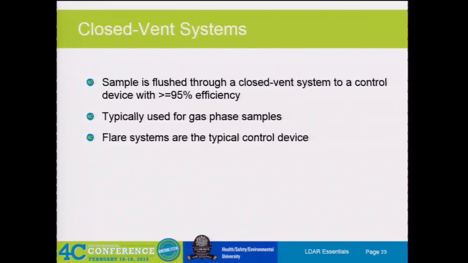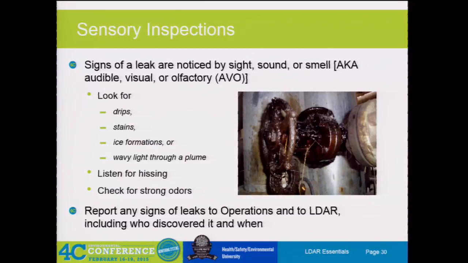It's typically used for the gas phase samples. So you're going to route everything back. Or if you have a pump that's routed to your CVS system, there's a couple of exemptions in there, depending on what rule you look at. You can look at all those types of things, but make sure that your flare's meeting this efficiency rate. And then signs of a leak are noticed by sight, sound, or smell, AKA AVO.